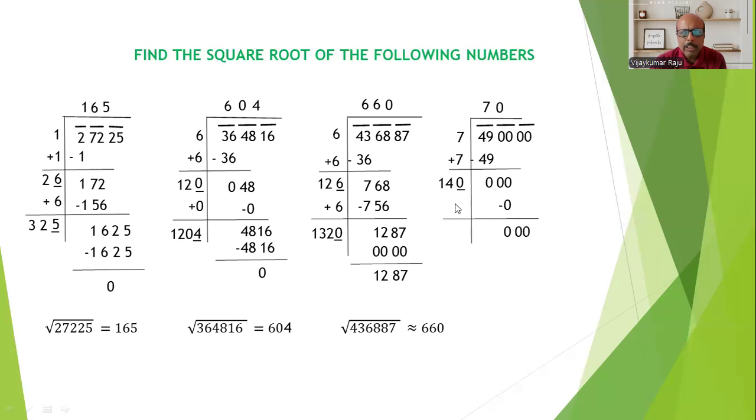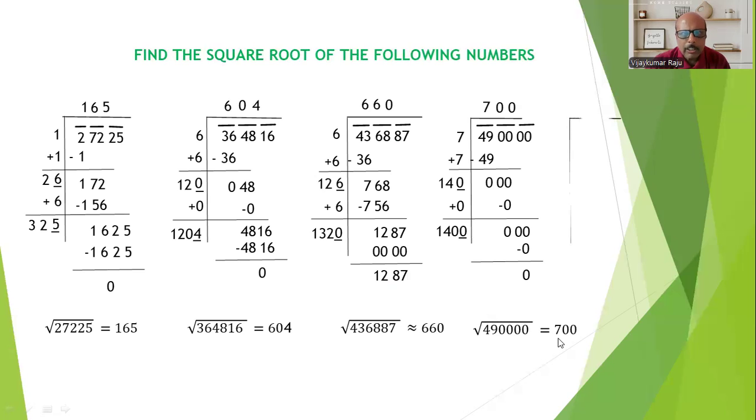Bring the next pair down. Add 0 here. Again 140. Again it has to be 0. Take 0. It will become 0. Clear? So what is happening is when there are zeros, I just followed the method to show you. Otherwise, for each pair of zeros, put a 0 in the answer, and you'll get the answer correct. But to follow the steps, I've done the whole thing. So the square root of 4,90,000 is 700.